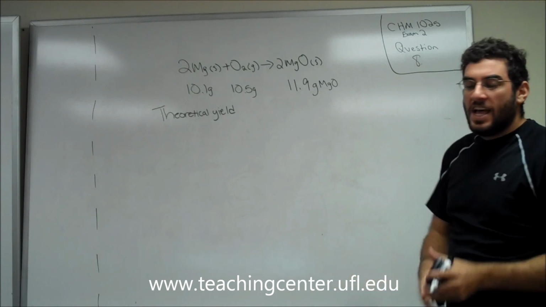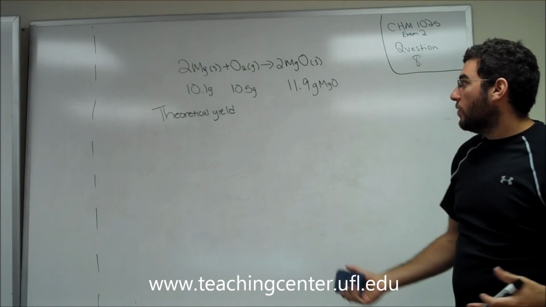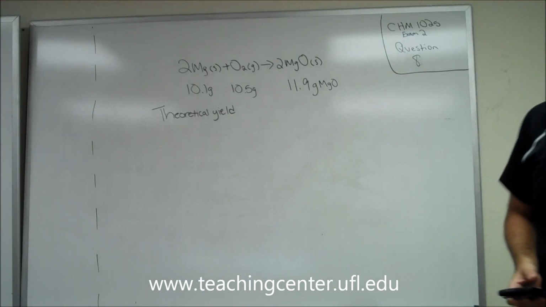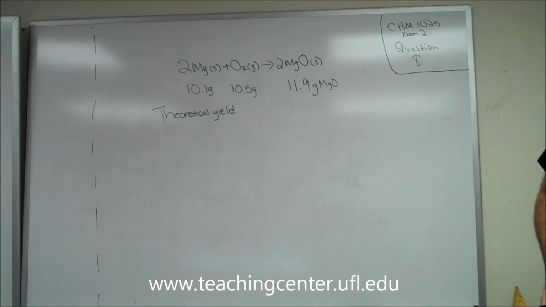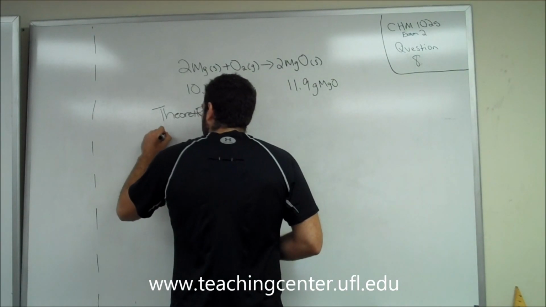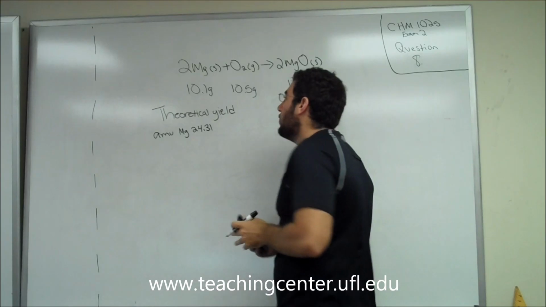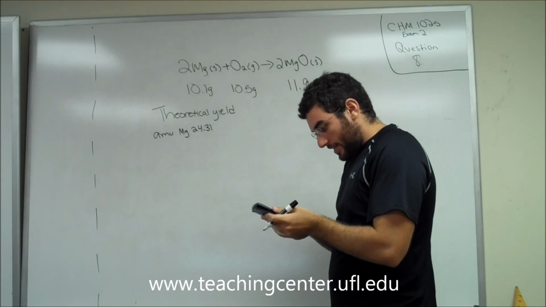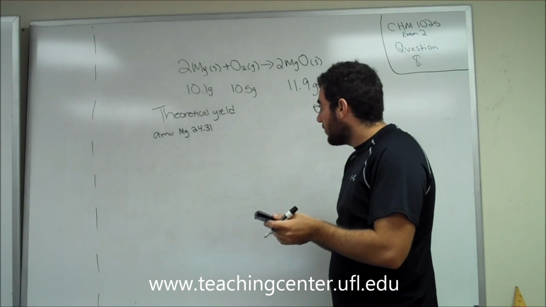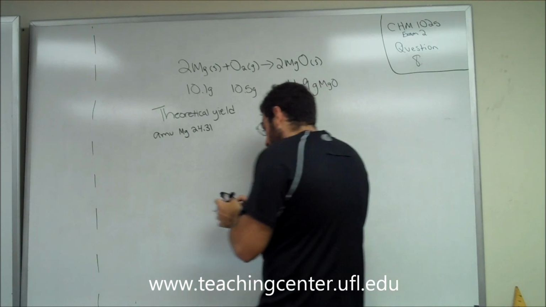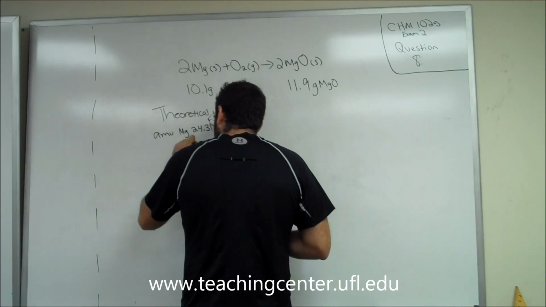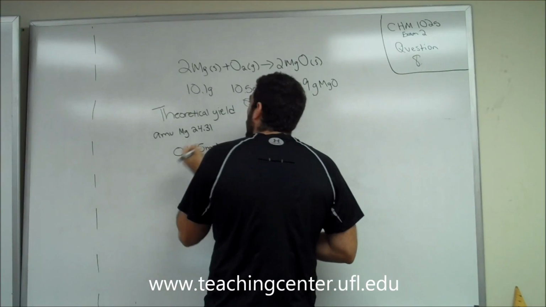Typically you convert this to moles in order to determine which it is. So magnesium has an atomic mass of, let's get a periodic table here. Magnesium has an atomic mass of 24.31. So the AMU for magnesium is 24.31. So if we have 10.1 grams and we divide it by 24.31, we get 0.415 moles of magnesium.